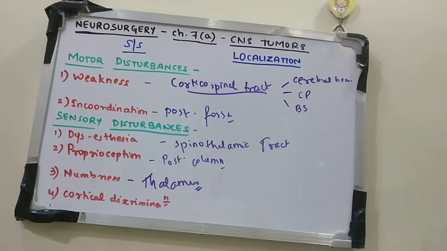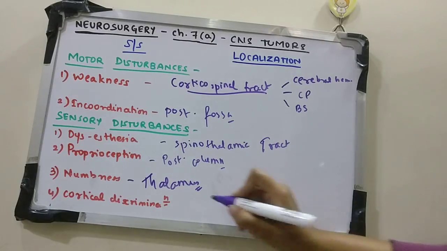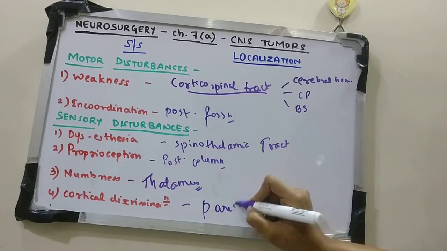Then if he's having a problem in cortical discrimination, it will be involvement of your parietal cortex.